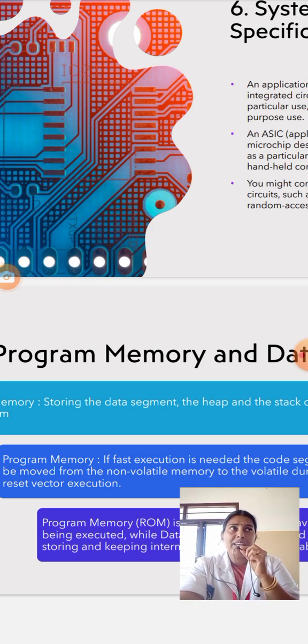So in today's class, we have seen the architecture and classification. Architecture has two parts, software and hardware, both of which we have discussed in detail.